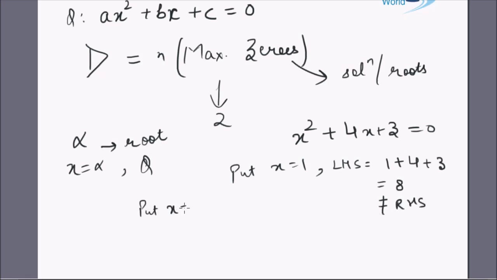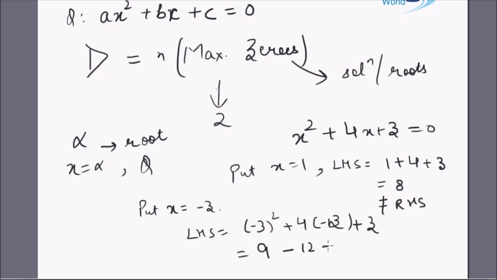Say x equal to minus 3. We have LHS equal to (minus 3) whole square plus 4 into minus 3 plus 3, which is 9 minus 12 plus 3, which is equal to 0, which is the right hand side of the given quadratic equation, and hence x equal to minus 3 is a root of the quadratic equation, whereas x equal to 1 is not a root of the quadratic equation.